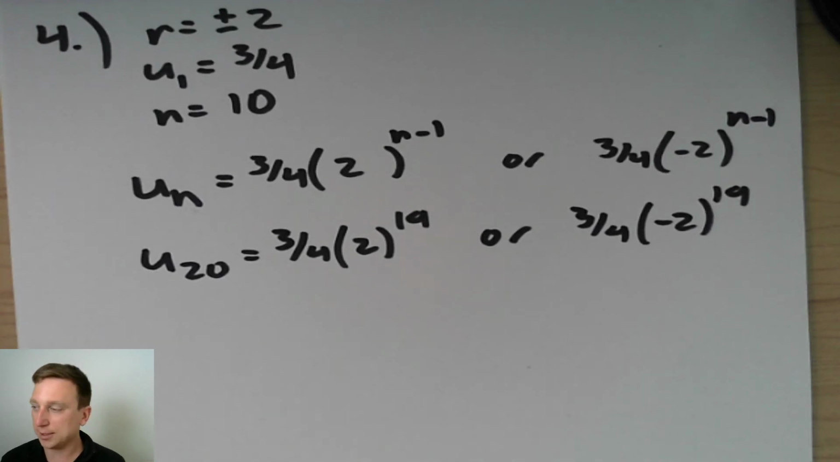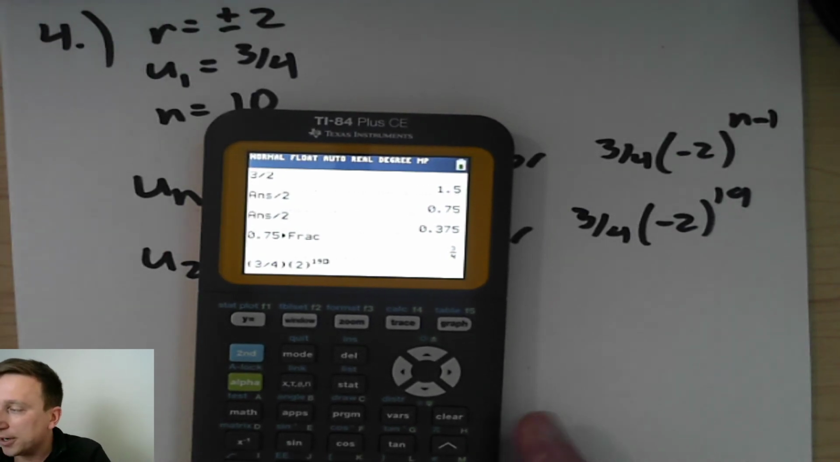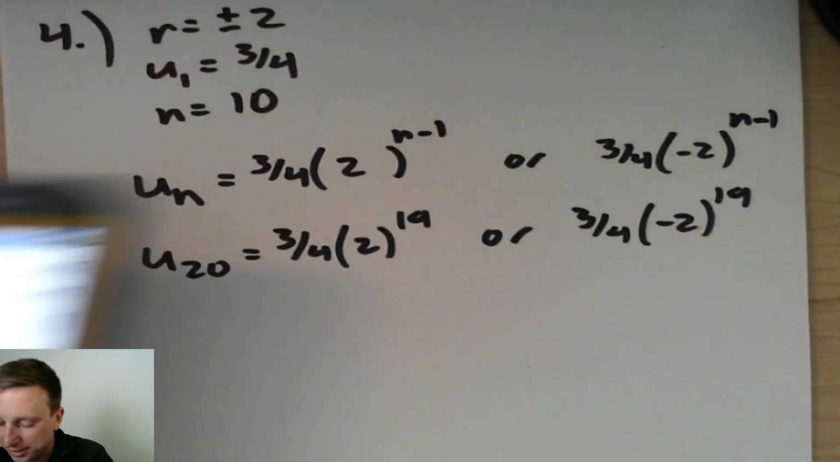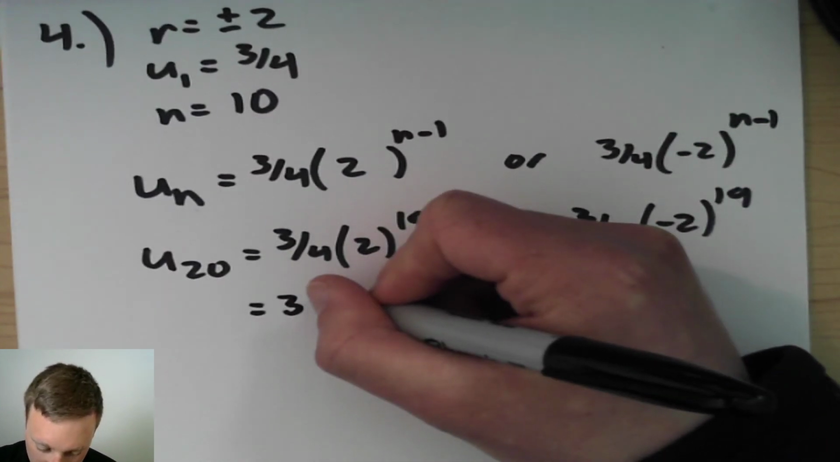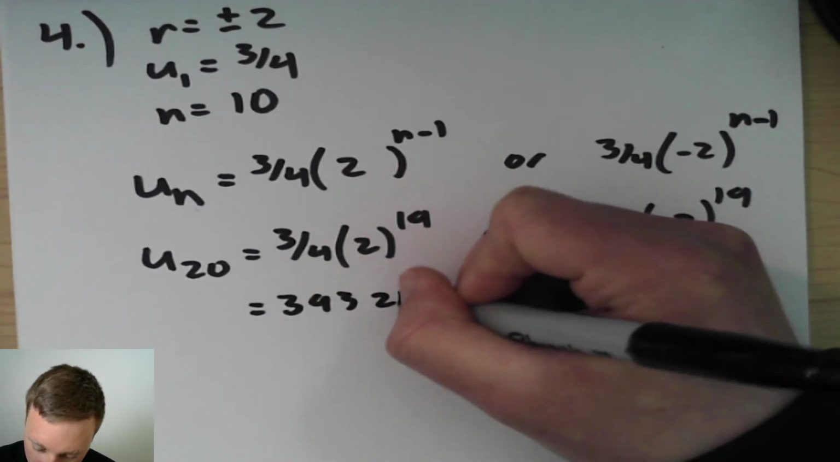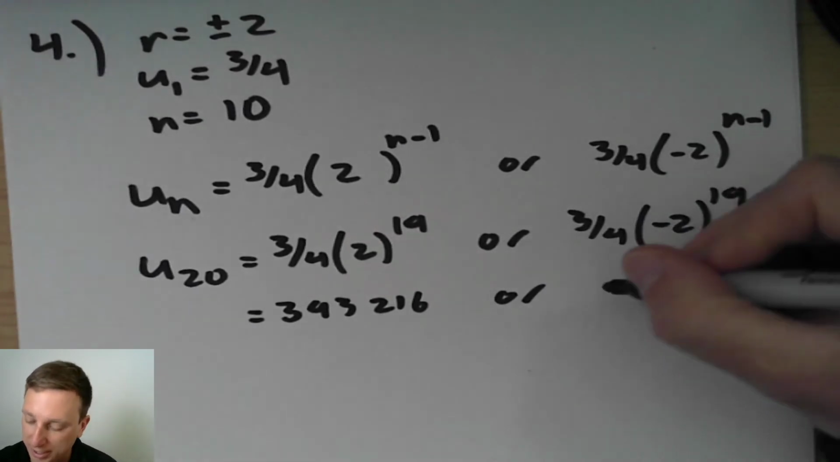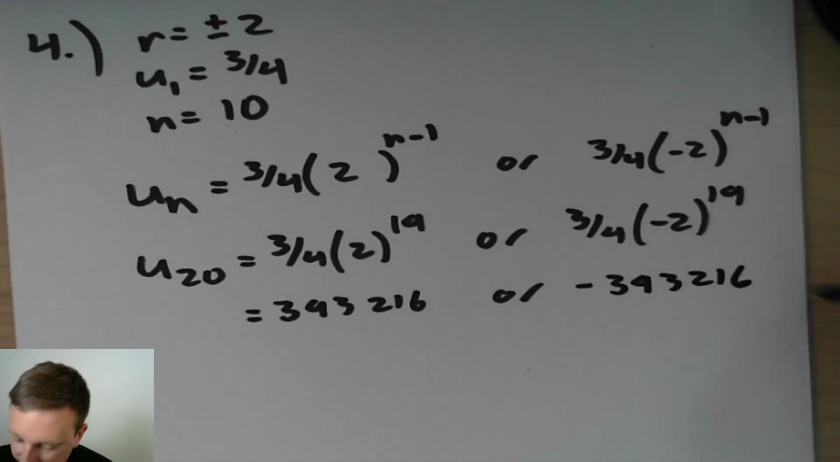So when we go through this, I'm going to throw it into a calculator real quick. 3/4 times 2 to the 19th power. There we have it, right? Oh, that's stretched big time. So 2 ways we'll write this: 393216. Or if we're multiplying by negative 2, well, this is just going to be the negative version: negative 393216.